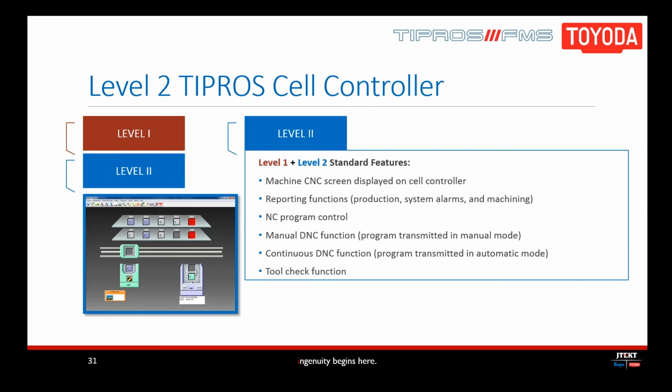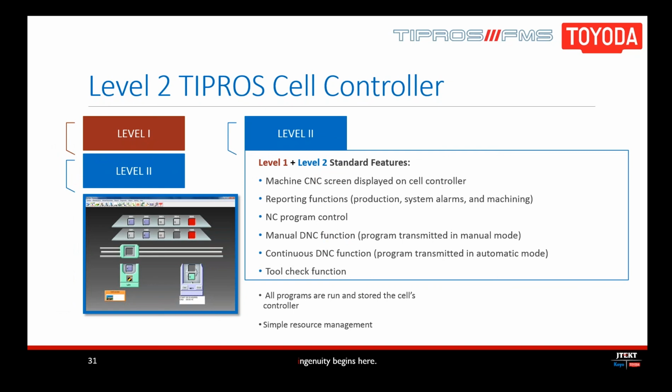So let's talk about level 2. Level 2 gives us everything that's in level 1, but it includes machine CNC screen display. That means I could double click on my machine and see the machine's control. So I can look at what part is running, what program is running, and all this.